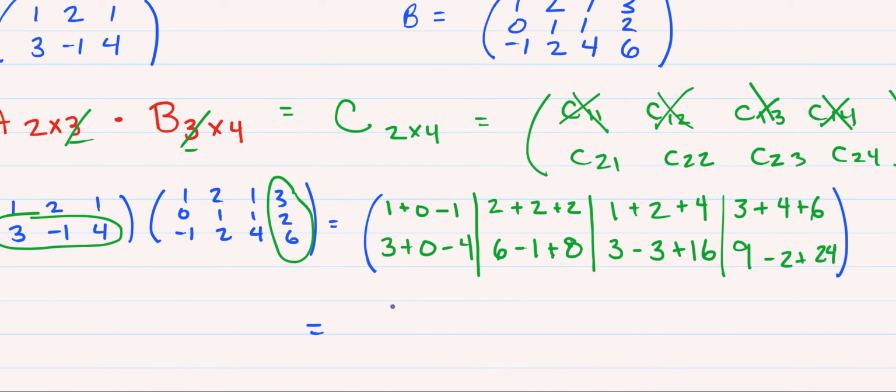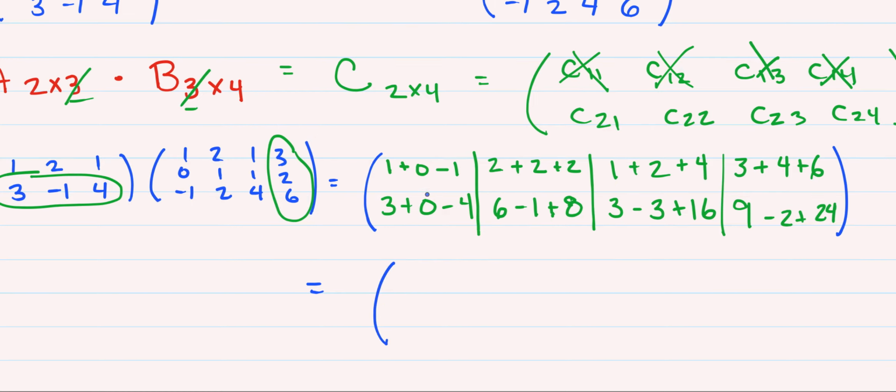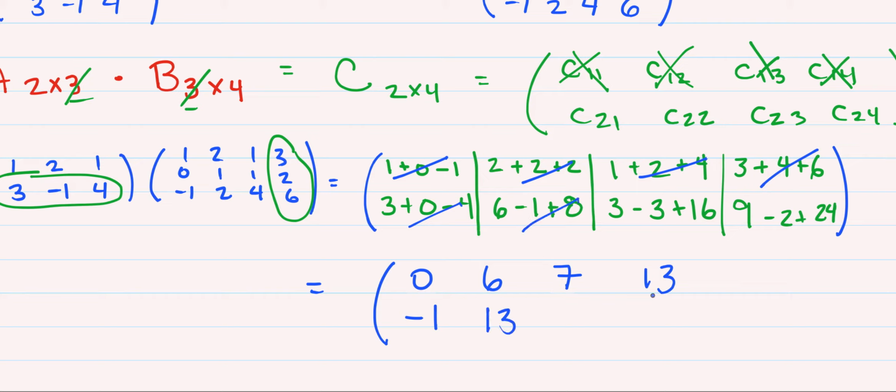Let's clean this up. So we get 1 minus 1, which is 0. Then we have 2, 2, and 2, that makes 6. So I'm going to cross these out. 4, 6, 7, 13, negative 1, 13, 16, and then 31.